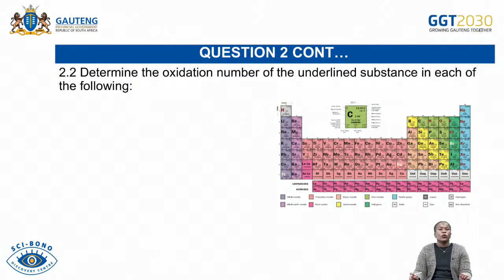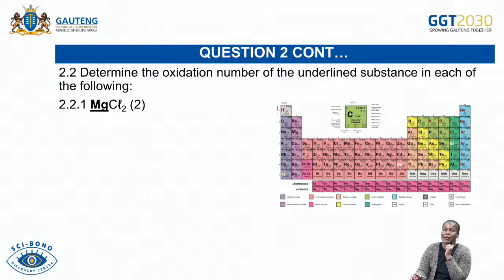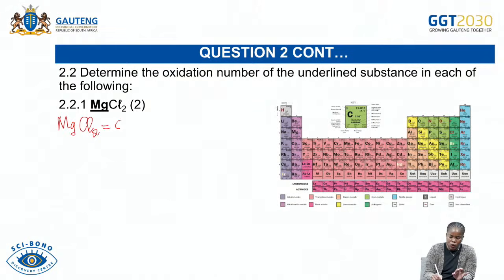2.2 goes on to say, determine the oxidation number of the underlined substance in each of the following. Magnesium in magnesium chloride. So we want to find the oxidation number for magnesium in magnesium chloride. Because it is a compound, we have to equate it to 0. So we say MgCl2 is equal to 0.